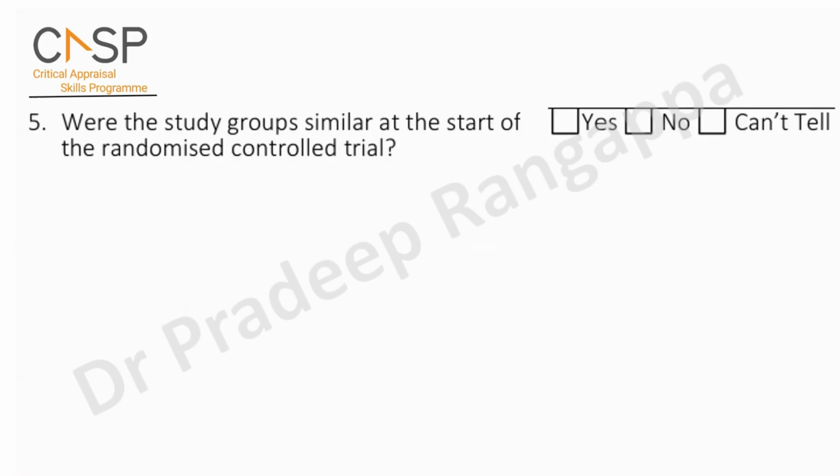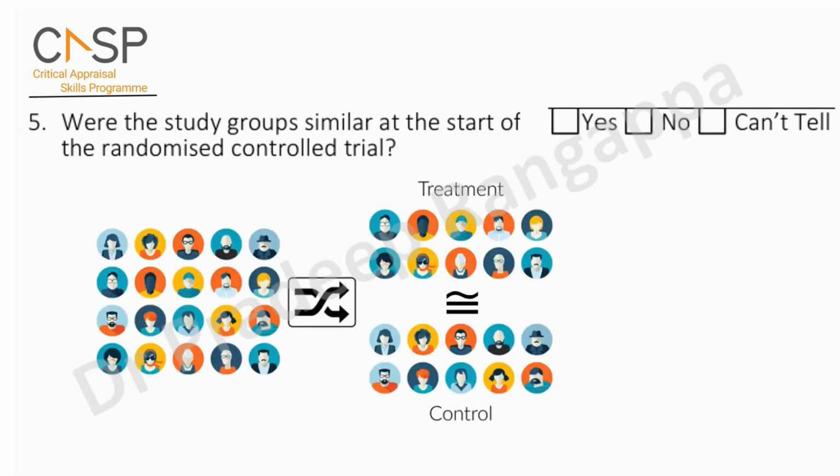The fifth question is, were the study groups similar at the start of the randomized controlled study? Which means whether the population, the intervention arm and the control arm, are properly matched, whether they're similar to each other. Because if the control population and the intervention population are very different, obviously the results will be skewed. That is also an important question. Were the study groups similar at the start, were they equally randomized, and was there a good matching? If you look at any NEJM article, there will be baseline characteristics, and they would have matched in the control group and the treatment arm. So that is something very important to look at.